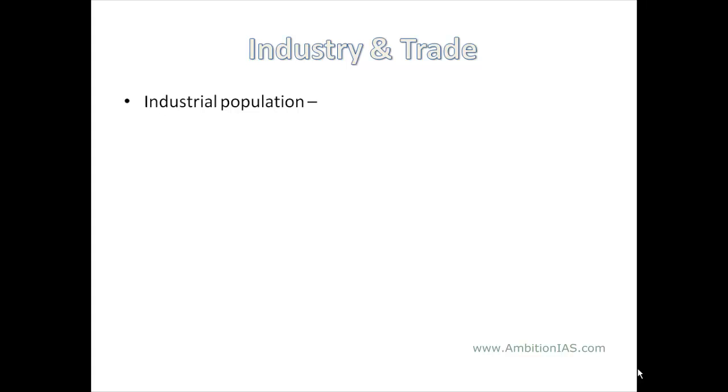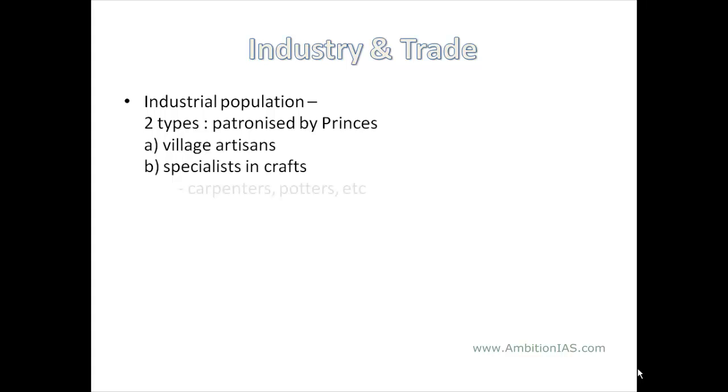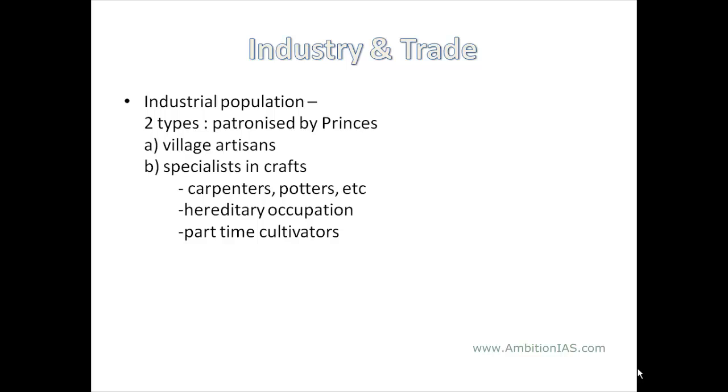Prior to the arrival of the British, the industrial population of India consisted of two parts. One was the village artisans, the other were the specialists in crafts like the carpenters, potters, etc. It was a hereditary occupation among themselves, and they also practiced part-time cultivation whenever they were not involved in their crafts. Both these categories of population were patronized by the princes. The craftsmen had not only domestic markets, but they also had international demand and international markets for their goods.